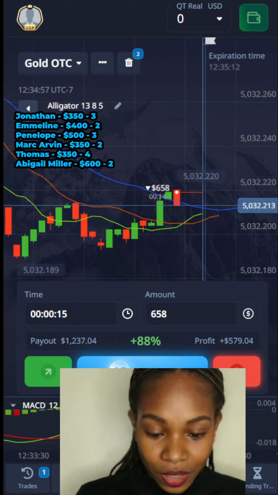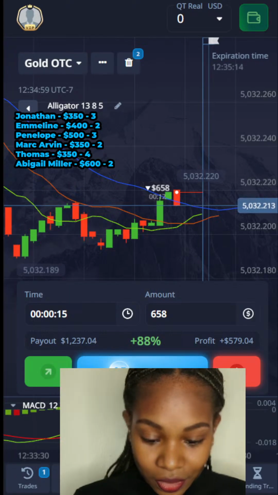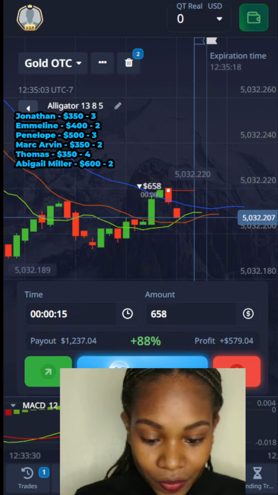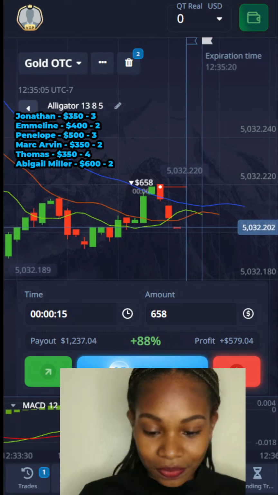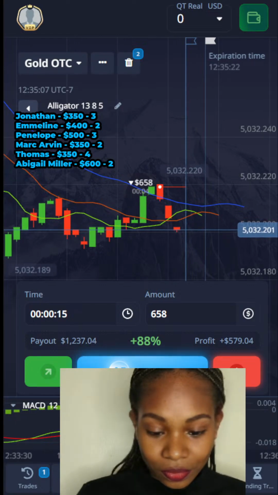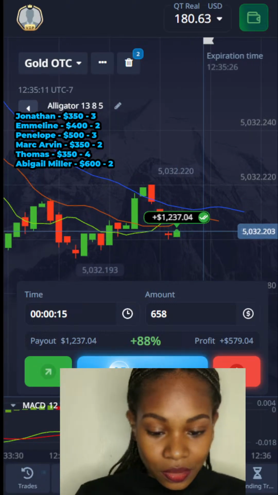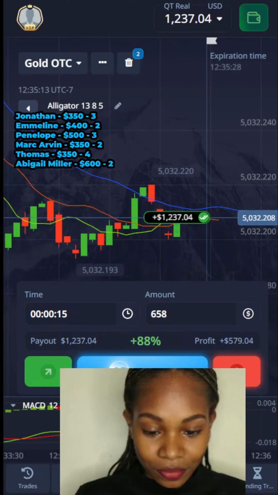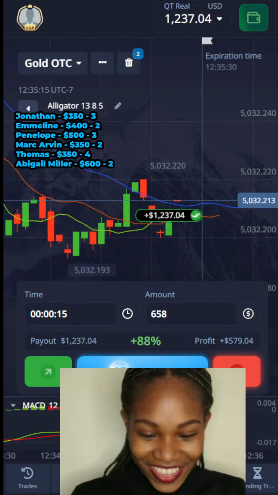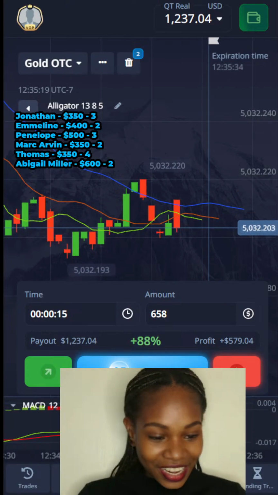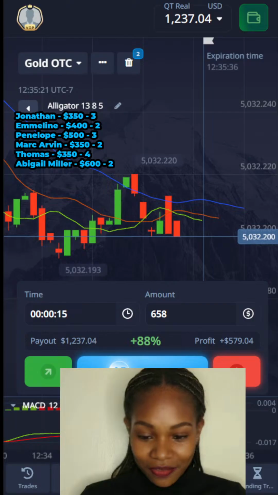Right, let's have a sell position over here for our second attempt. Okay, that is amazing. So that is for our second attempt. Let's have the very last one.